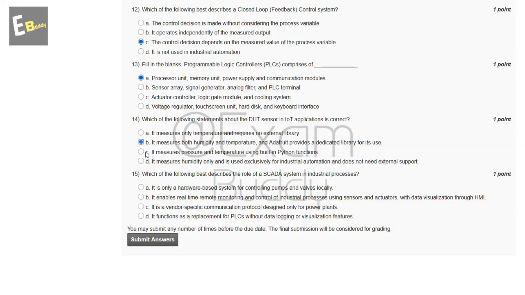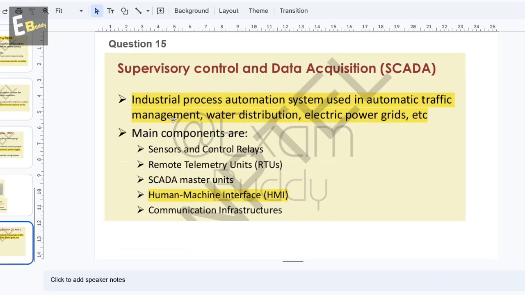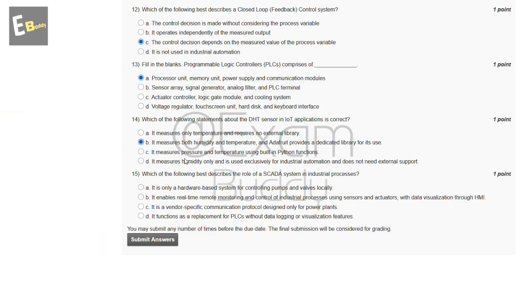Now the 15th question is, which of the following best describes the role of a SCADA system in an industrial process? So these are the options. And now let's check the answer of our 15th question. So question 15, industrial process automation system used in automatic traffic management, water distribution, electric power grids, etc. Human machine interface. So the answer of our 15th question is B.